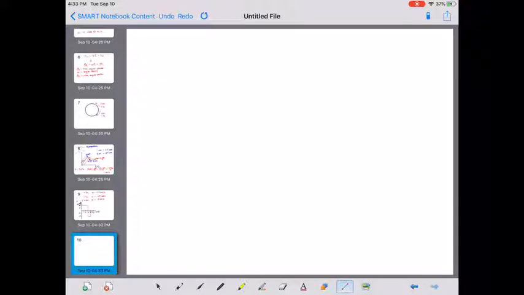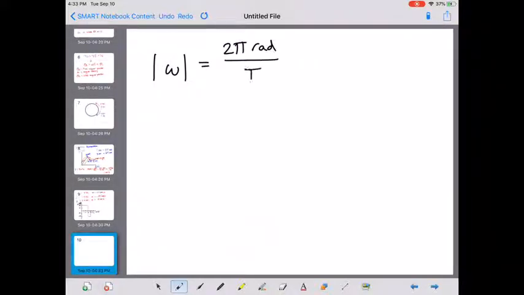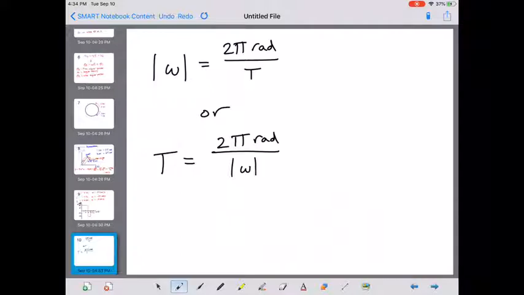An expression that we can get from this is that the absolute value of my angular velocity, we can think of as my angular speed. So this is going to be equal to 2 pi radians divided by 1 period. Or I can rearrange this and say that 1 period is equal to 2 pi radians divided by the absolute value of my angular velocity.